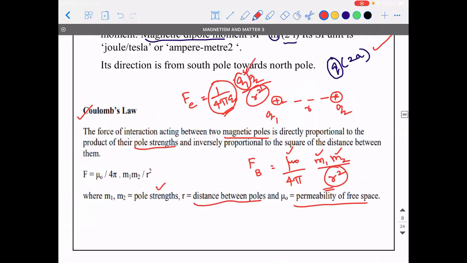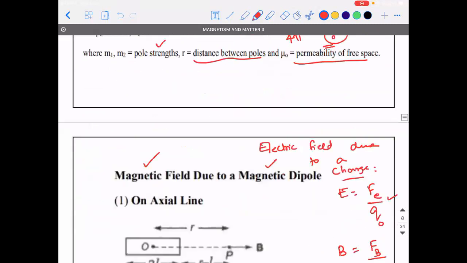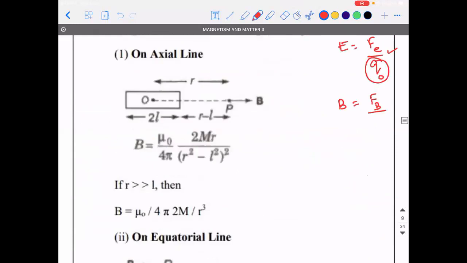What is it that you replace with charge in magnetism? Pole strength. That's what I've been asking, no? F_B divided by what will you write in the place of charge? Pole strength. That's it. So magnetic force divided by the pole strength is what is going to give you the intensity of magnetic field in case of permanent magnets.